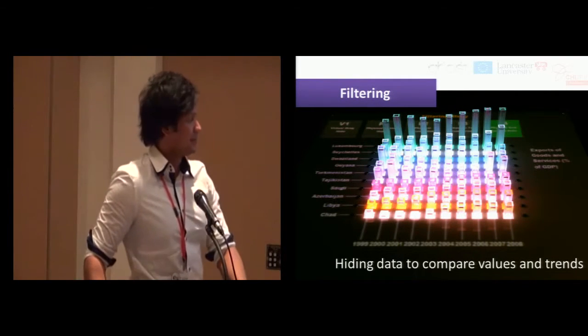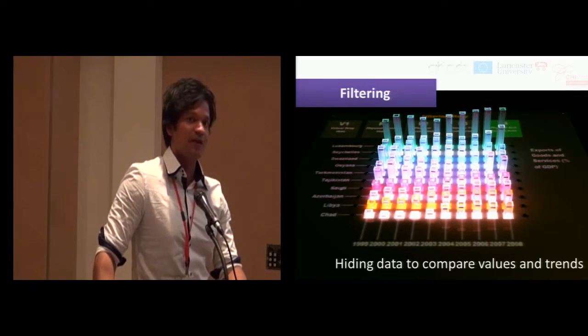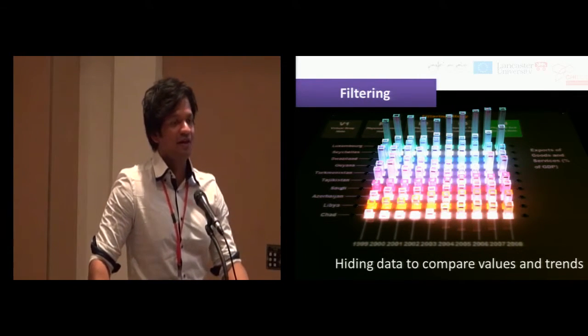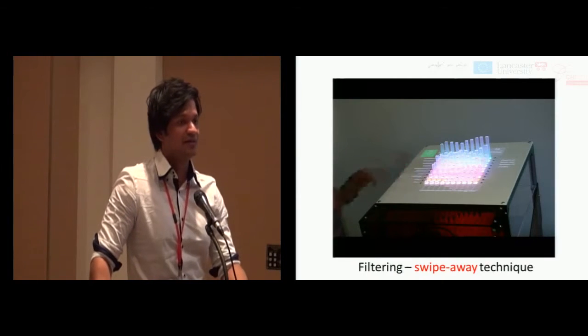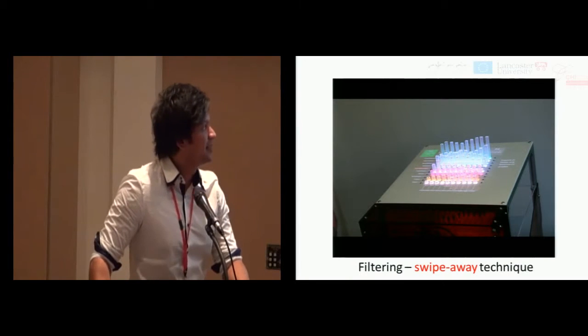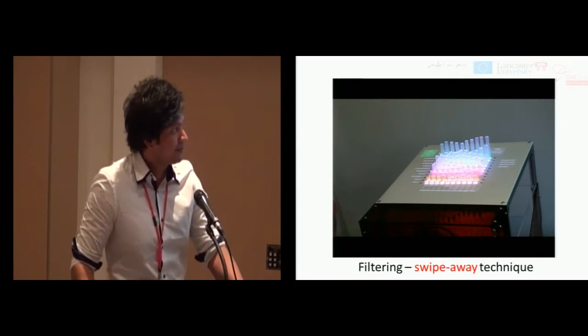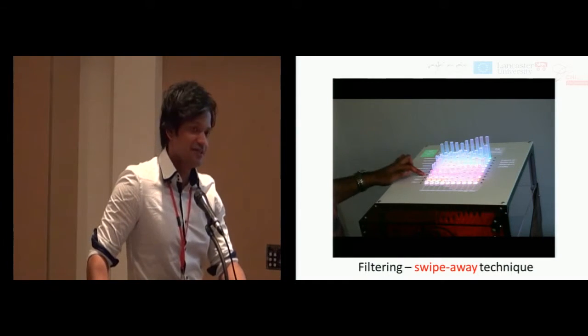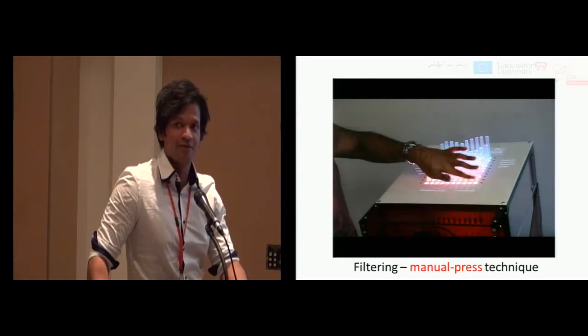So next we'll look at filtering. So filtering involves, if you want to compare a couple of rows on your bar chart and you want the rest to hide away, how might users want to achieve this? So the techniques we came up with firstly involved a swipe style technique, where you swipe on the axes and then that particular row hides away.